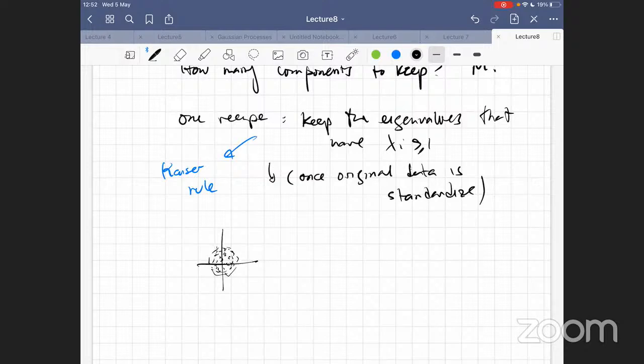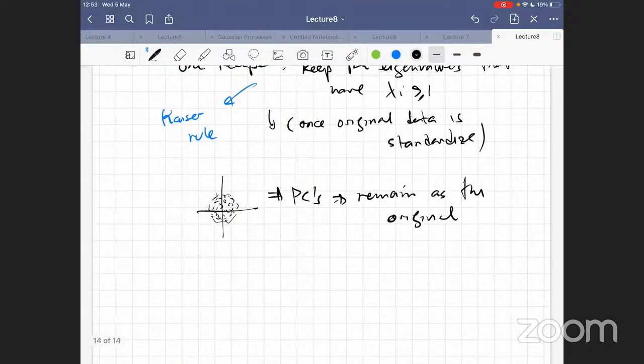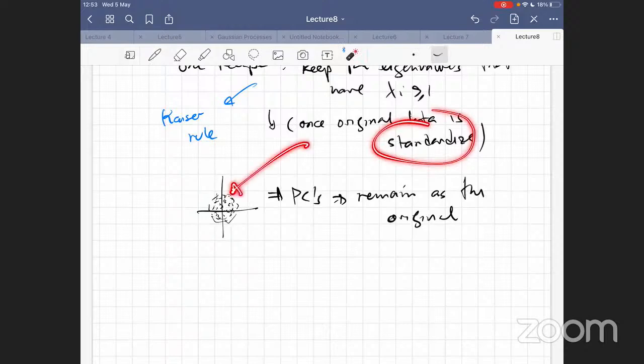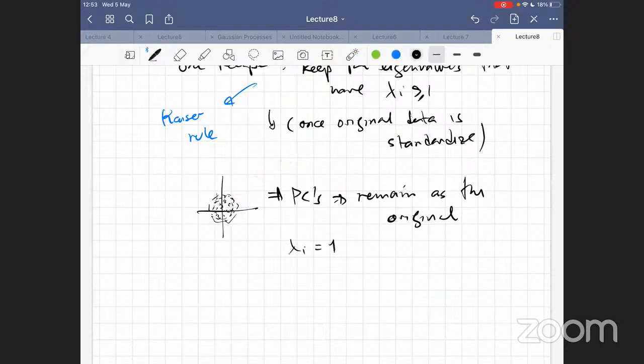Then, as a result, the principal components will remain the same as the original, because essentially there is no preferred direction here. So with data like this, you can say, okay, this cannot be reduced. And since I have started with standardized data, this will have unit variance, and the lambdas are going to be 1, because lambda is the eigenvalue of the covariance matrix.